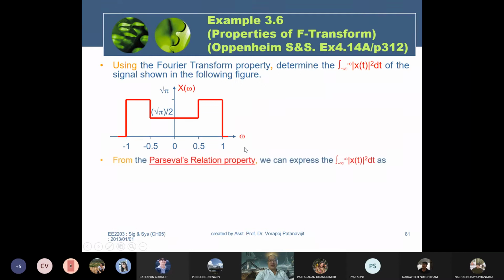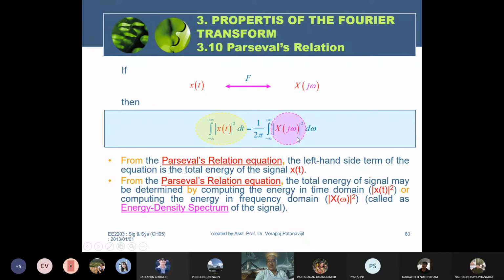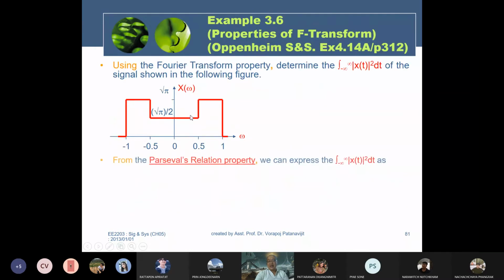Here is an example. You know x(t) and X(ω) is here. The question asks you to integrate x(t) squared. You have two ways. The first is to determine the inverse Fourier transform to get x(t) first, which requires one integration step. Then you substitute it here and require another integration to determine the final result. But if you apply the Parseval relation, you do not necessarily need to do that.